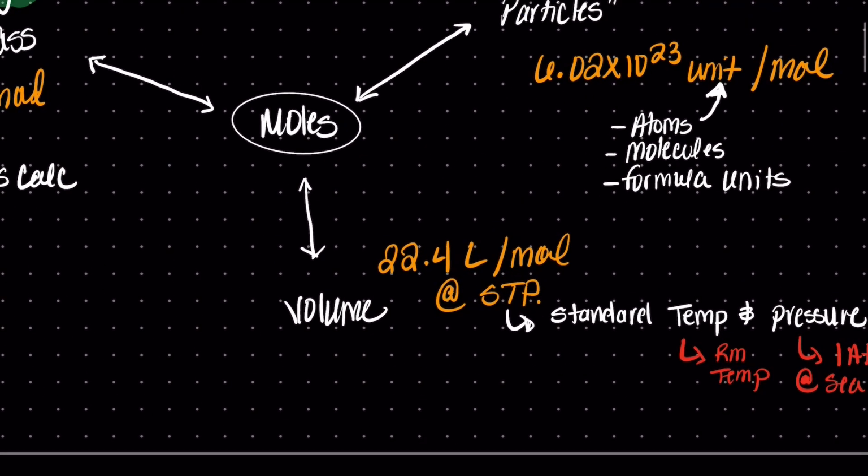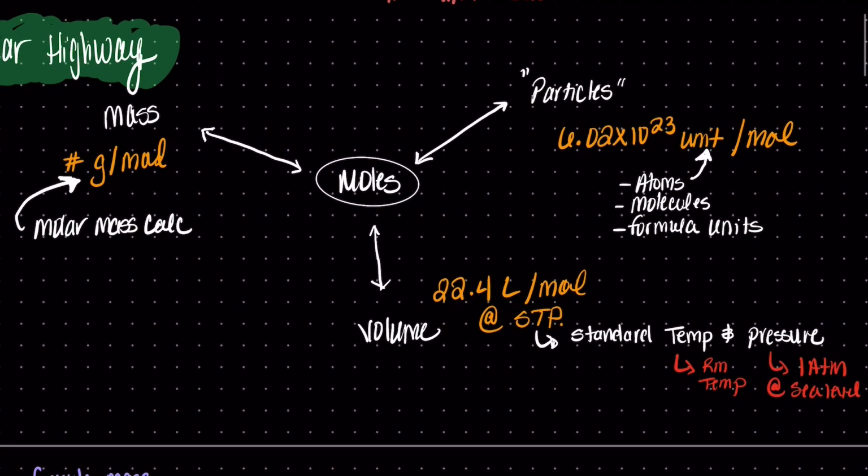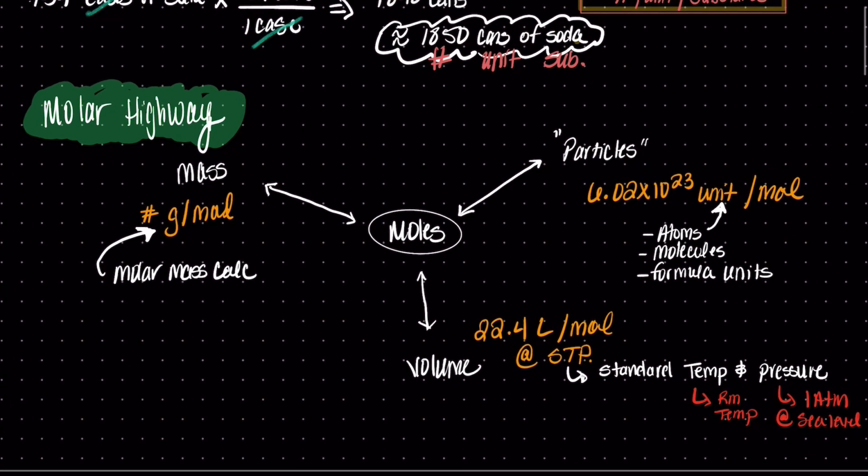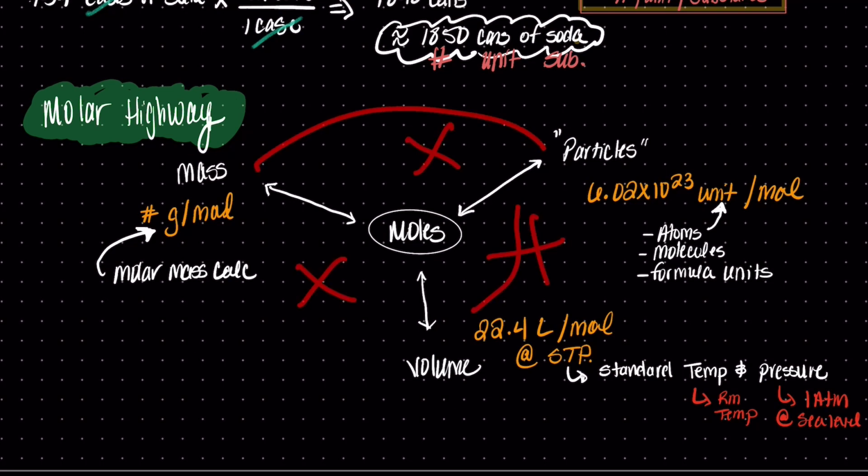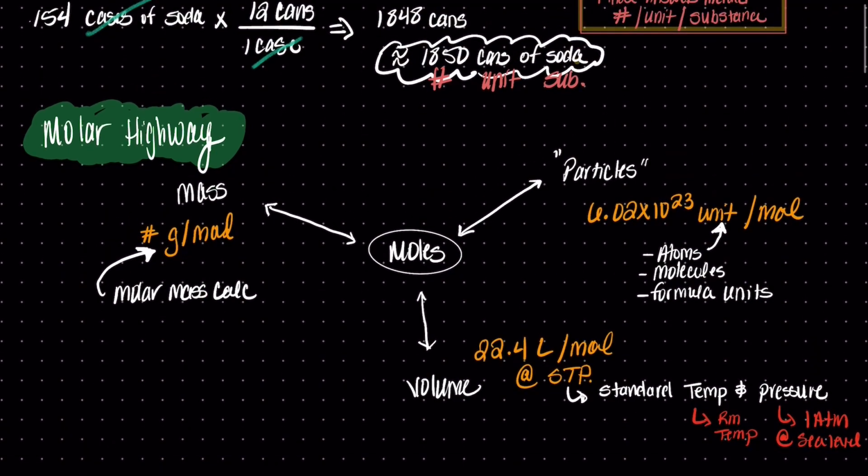And then when we're talking about volume, you have this standard 22.4 liters we discussed earlier. So this is how you use the molar highway. Remember, it's very important you stay on the road. You must stay on the road. Do not deviate. Do not make your own path. Do not try to skip steps. You will go down the wrong rabbit hole. Stay on the road. Okay?